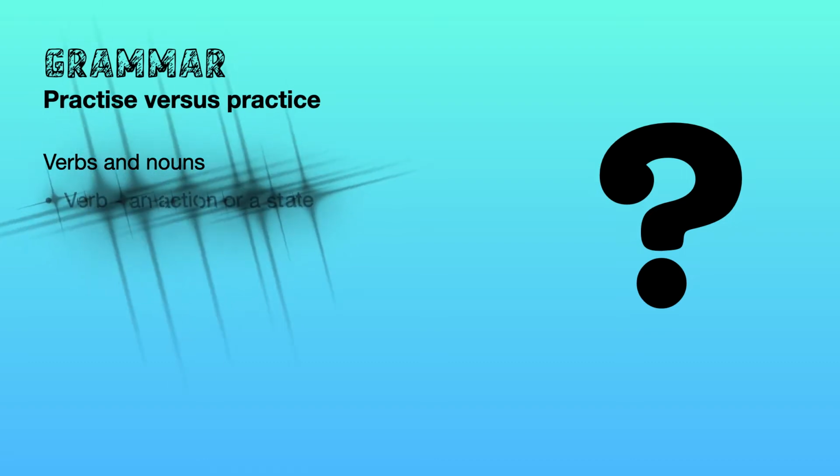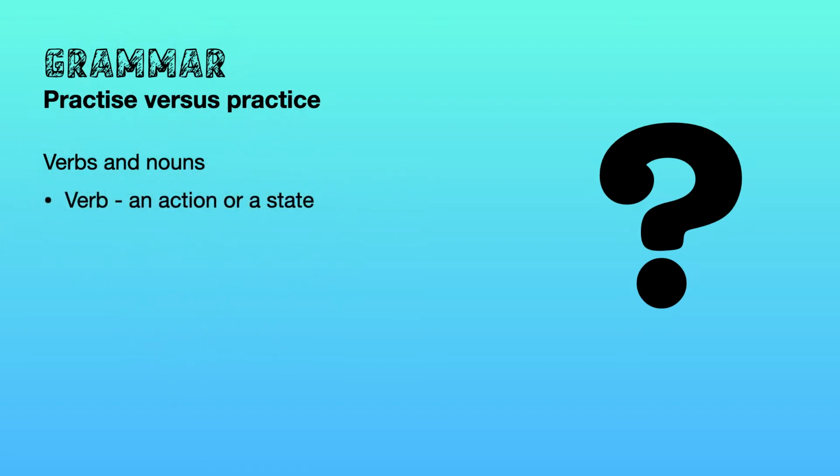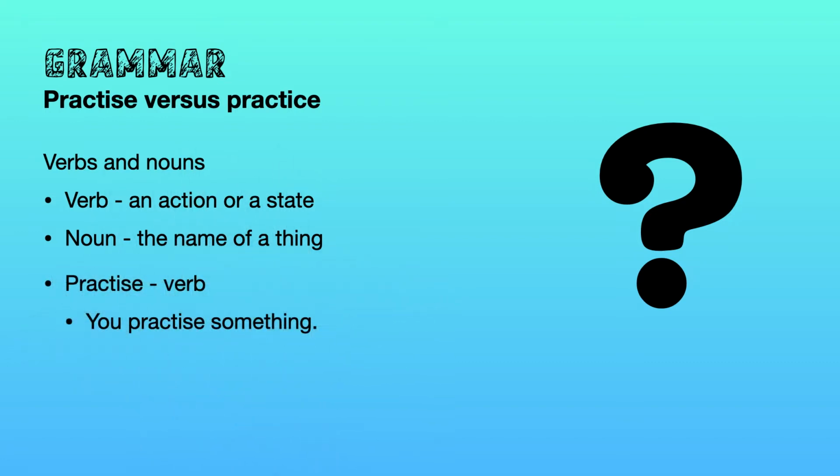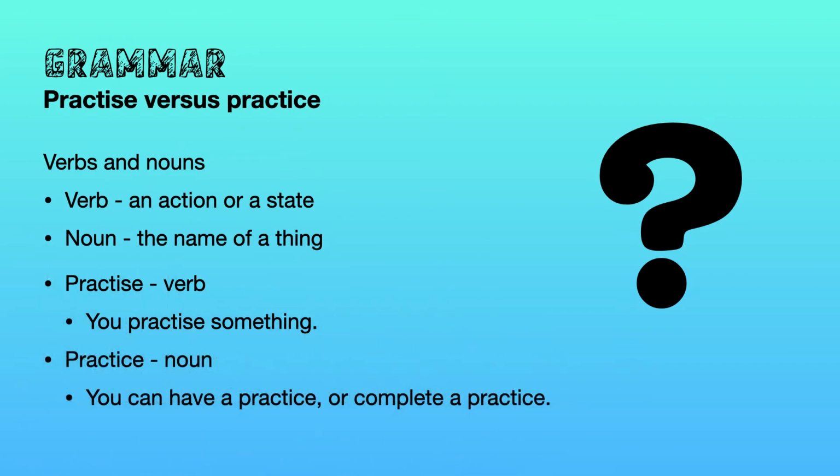A verb is an action or a state, so it's something that you do. And a noun is the name of a thing. So it could be something you are or something you have. So practice is the verb, you practice something. Practice with a C is a noun. You can have a practice or complete a practice.